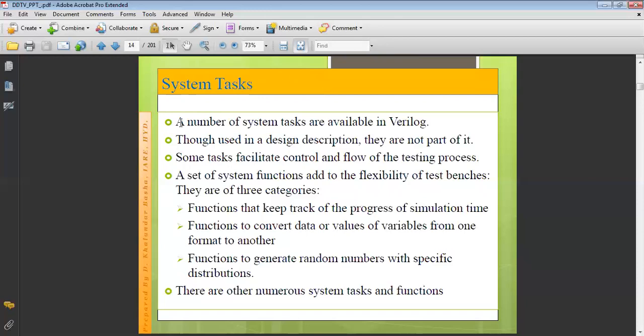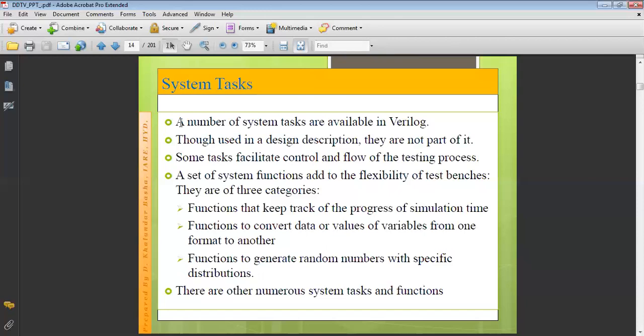They are used in design descriptions, but they are not part of them. Some tasks facilitate control and flow of the testing process here. A set of system functions adds to the flexibility of test benches. There are three categories. What are those three categories here? First, functions that keep track of the progress of simulation time. Second, functions to convert data or values of variables from one format to another format. Third, functions to generate random numbers with specific distributions here.